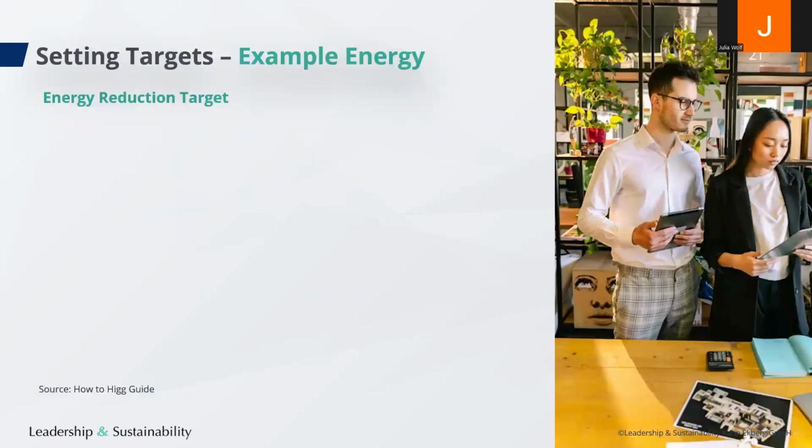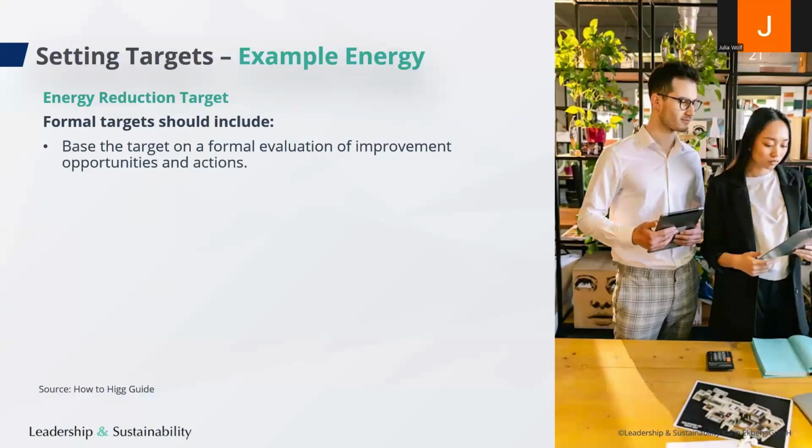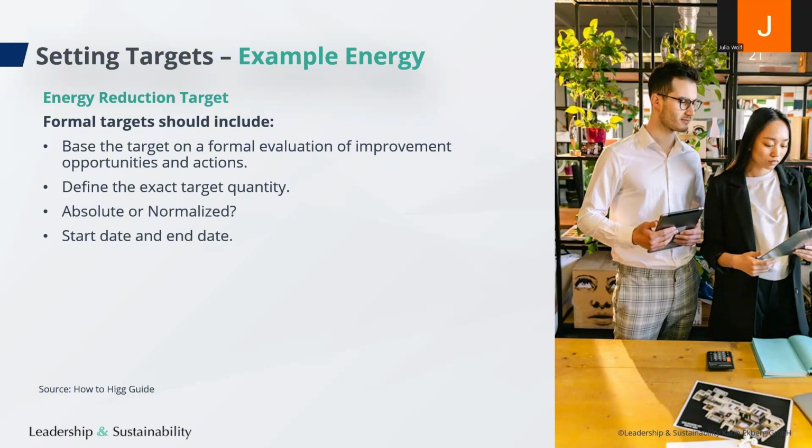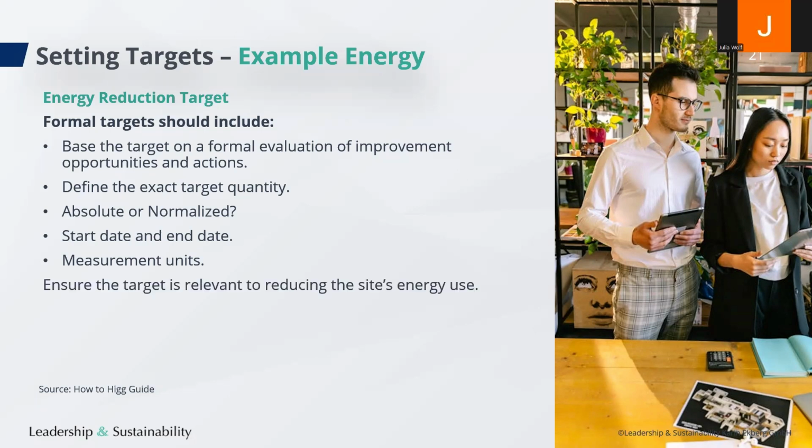And now energy reduction target. So the formal target should include, you should base the target on a formal evaluation of improvement opportunities and actions. You want to have a realistic target. And you should define the exact target quantity. You need to decide, as we discussed already, if it's absolute or normalized. You should have a start date and an end date, and you should have measurement units. And you should ensure that the target is really relevant to reducing the site's energy use.